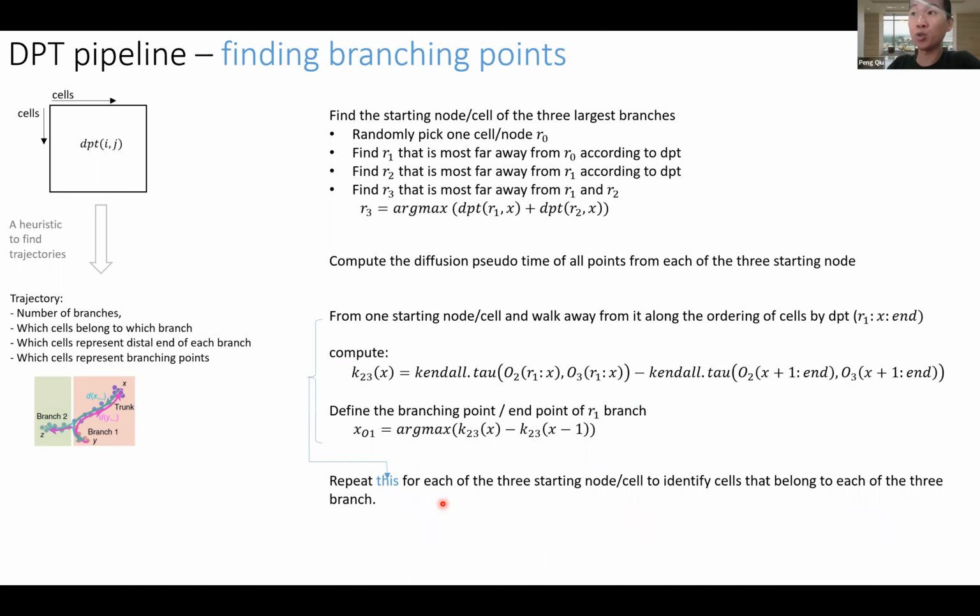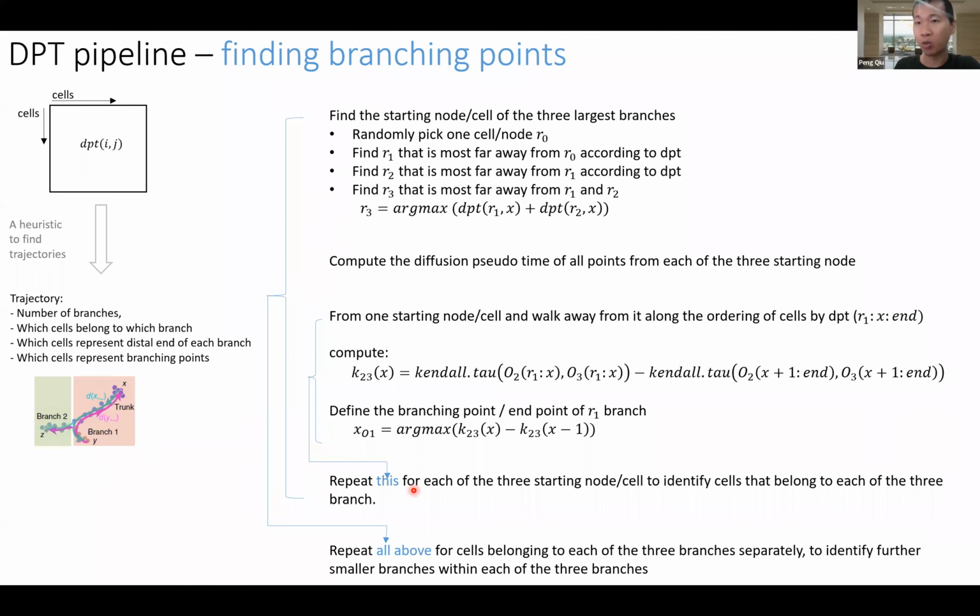And then what they can do next is, first they repeat this for each starting node, so that for each of the 3 branches, they know which cells belong to which branch. After that, they can actually repeat the entire process. They say, now that I know which cells belong to branch number 1, let's take branch number 1 cells and redo all the analysis and see whether branch number 1 can be further divided into 3 sub-branches. They can do that for branch number 2 and branch number 3 separately. And this allows them to really extract very complex tree structures.